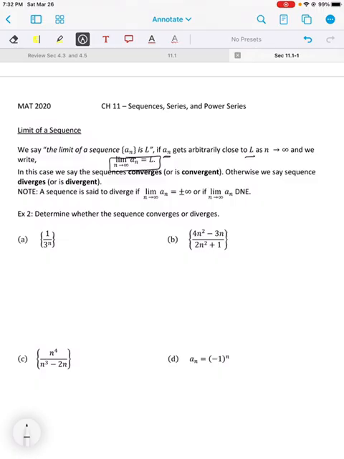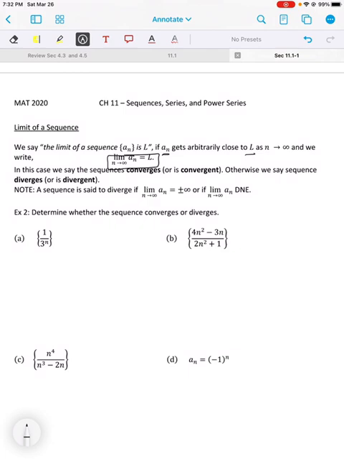So let us look at whether the sequence is converging or diverging. The first thing you need to figure out is what is a sub n. So in this case, a sub n is 1 over 3 to the n. So the limit as n goes to infinity of 1 over 3 to the n, you can see is 0. So it's a finite number, which means the sequence converges.